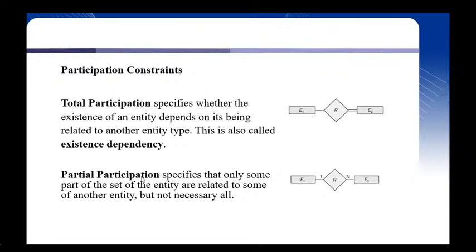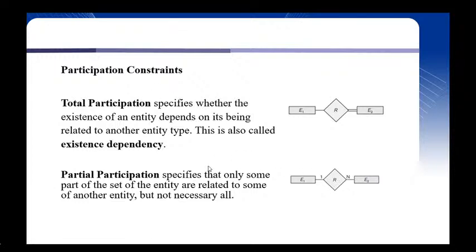And on the partial participation, on the other hand, it specifies that only some part of the set of the entity are related to some of the other entity, but not necessarily all. So this means that here, the entity 1 is not required to have a participation. Not all of the entities in entity 1 should be participating in this relationship type. So that's the difference between the two.